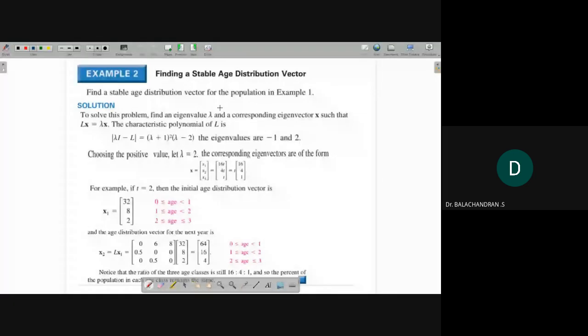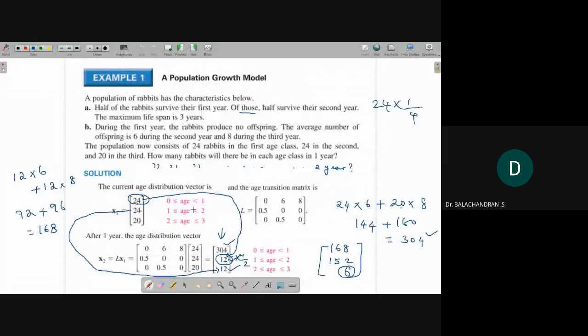Okay, find a stable age distribution vector for the population in example 1. The problem is the same, but the only difference is that we need to find a stable age distribution vector. To solve this problem, first we should find the eigenvalues and eigenvectors x such that Lx is equal to lambda x. For this matrix L, we should find the characteristic equation, and then we should find what?